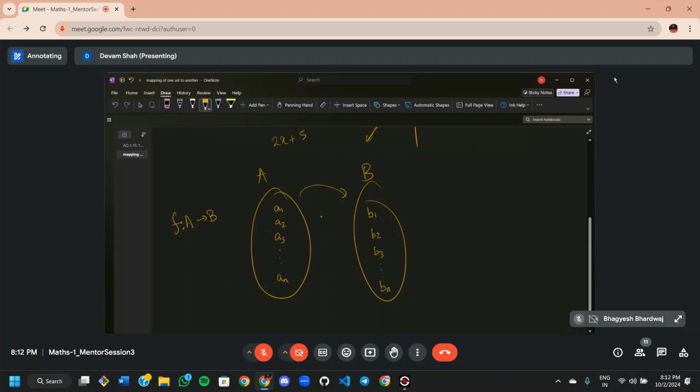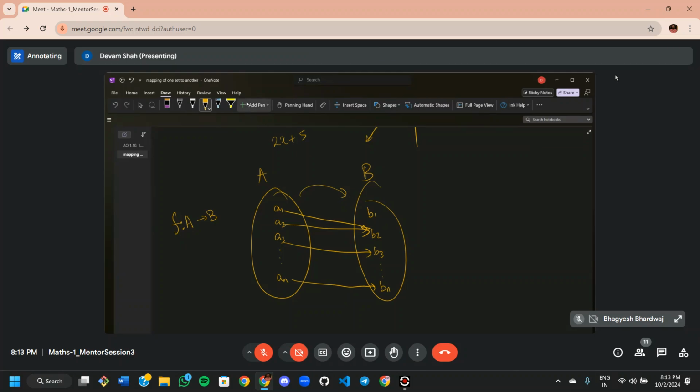So here you can see that we know this thing. This is a function, right? Yes, sir. Is it one-one? No, sir. It's a function.